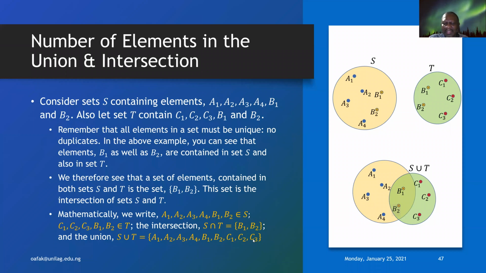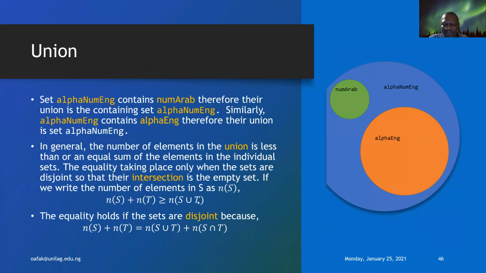8, 9 elements are in the union, whereas in each set, you have 1, 2, 3, 4, 5, 6 here, and then you have 1, 2, 3, 4, 5 here. If you add this to this, you get 11. But when you get the union, because we did not allow the repetitions to take place, the union has 9 elements, but if you add the number of elements in each of the sets together, you get 11. So that is why we say that the number of elements in each one would be greater than or equal. Like in this particular case, you have 6 plus 5, which is 11, whereas in the union, you have only 9.